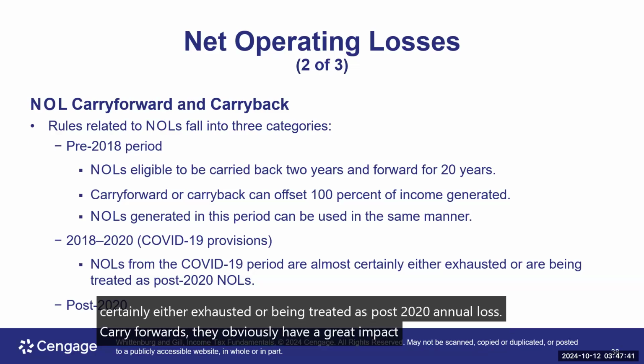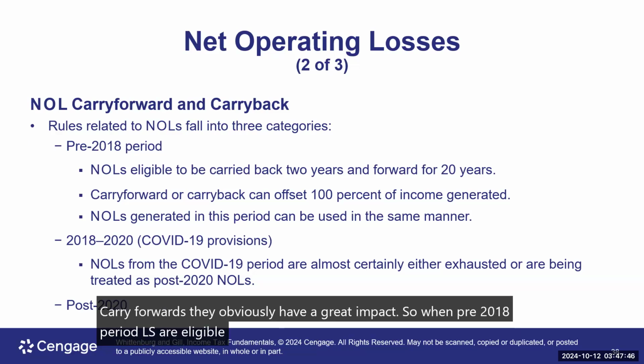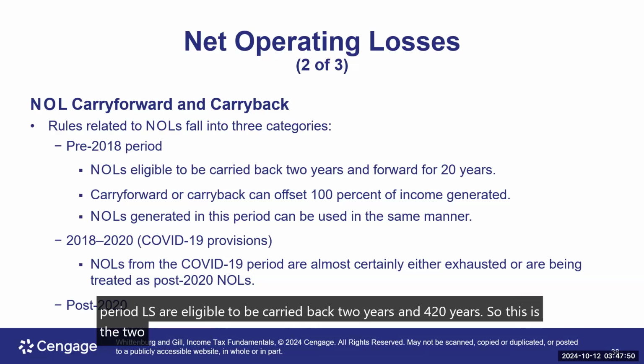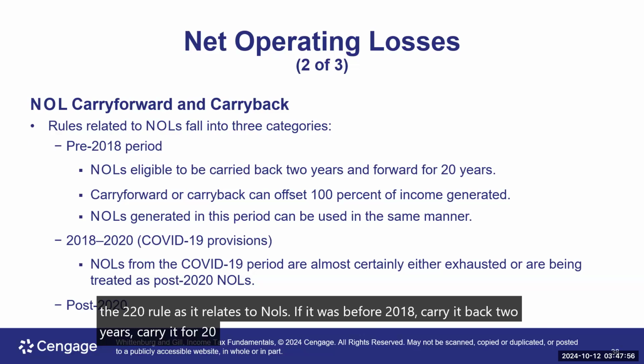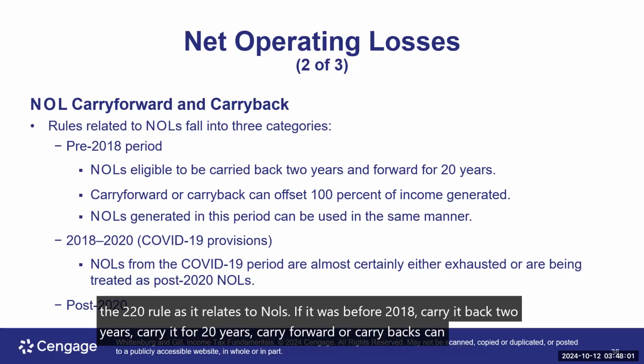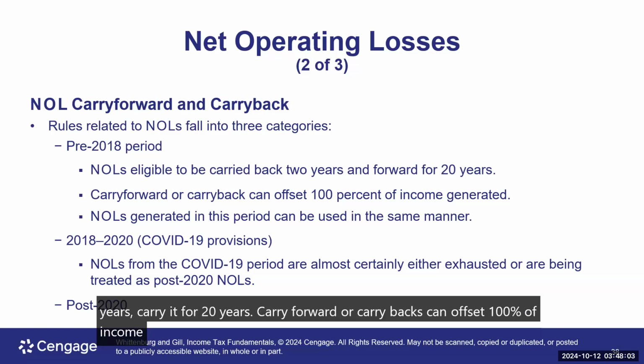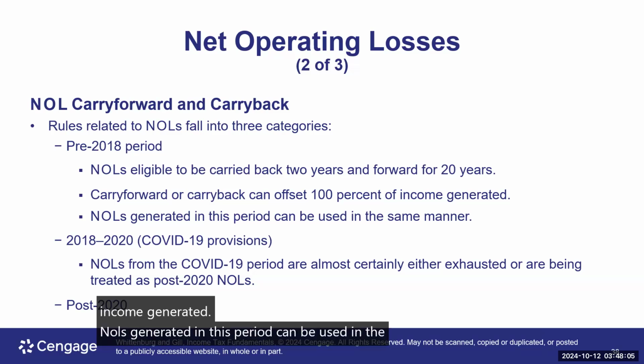So in the pre-2018 period, NOLs are eligible to be carried back 2 years and forward 20 years. So this is the 220 rule as it relates to NOLs. If it was before 2018, carry it back 2 years, carry it forward 20 years. Carryforwards or carrybacks can offset 100% of income generated. NOLs generated in this period can be used in the same manner.